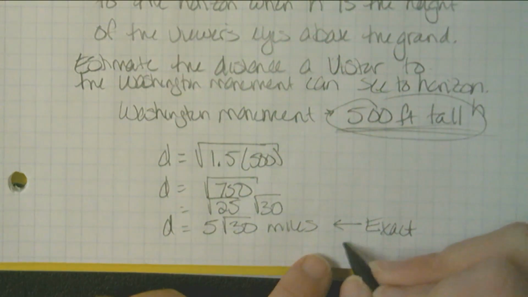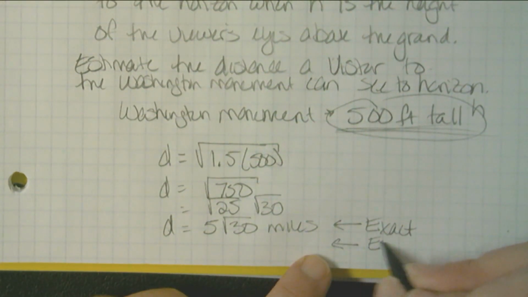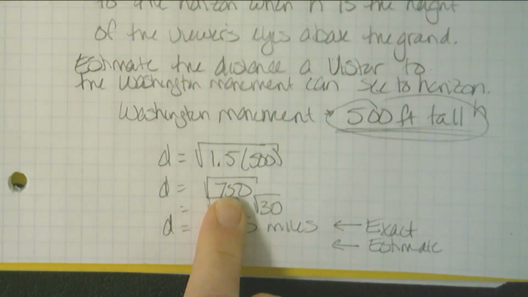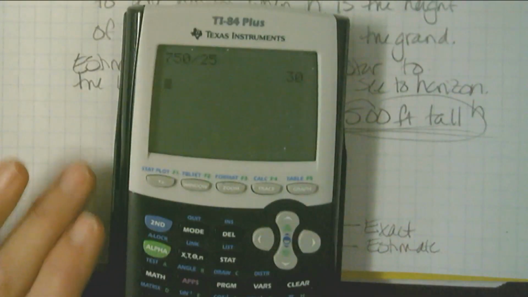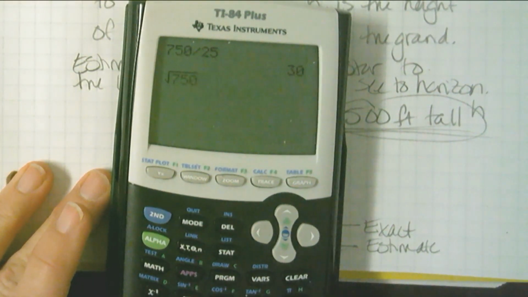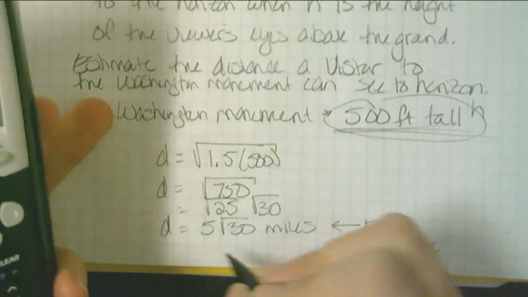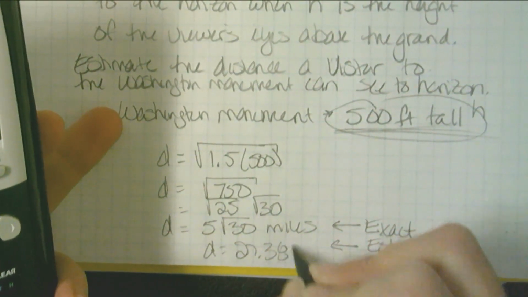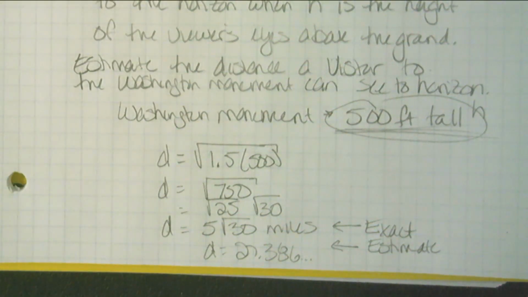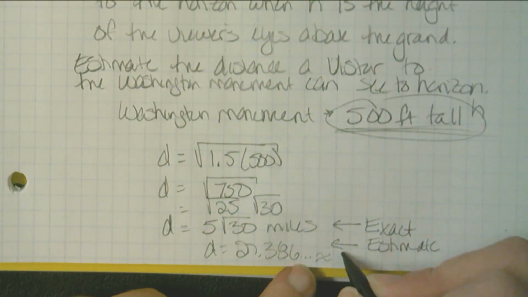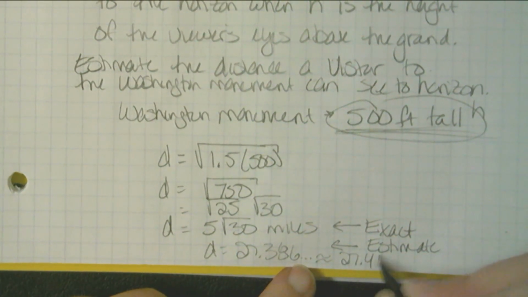For us to estimate, just put the square root of 750 in your calculator. So for us to estimate, we're just going to do the square root of 750, which equals 27.386, and I'm hoping they give us a direction. If we round to the nearest tenth, this is approximately 27.4 miles.